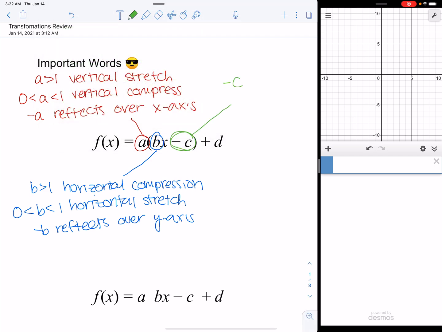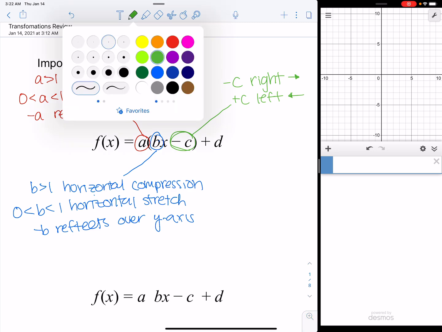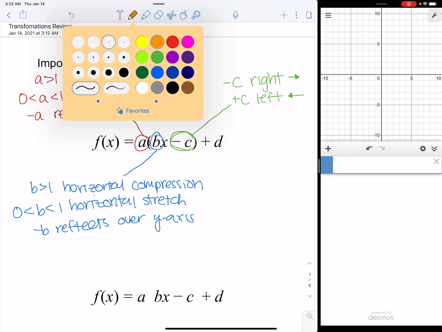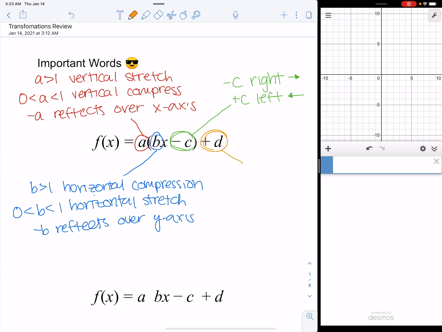If it's negative C, it moves to the right, this direction. If it's positive C, it moves to the left. Then we have our D. If it's positive D, it moves up. If it's negative D, it moves down.